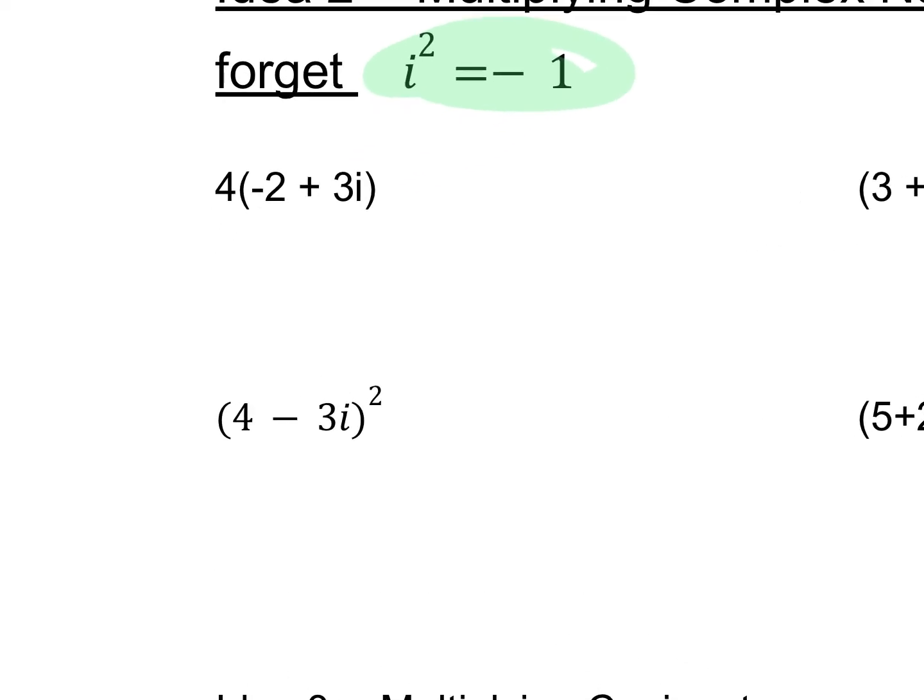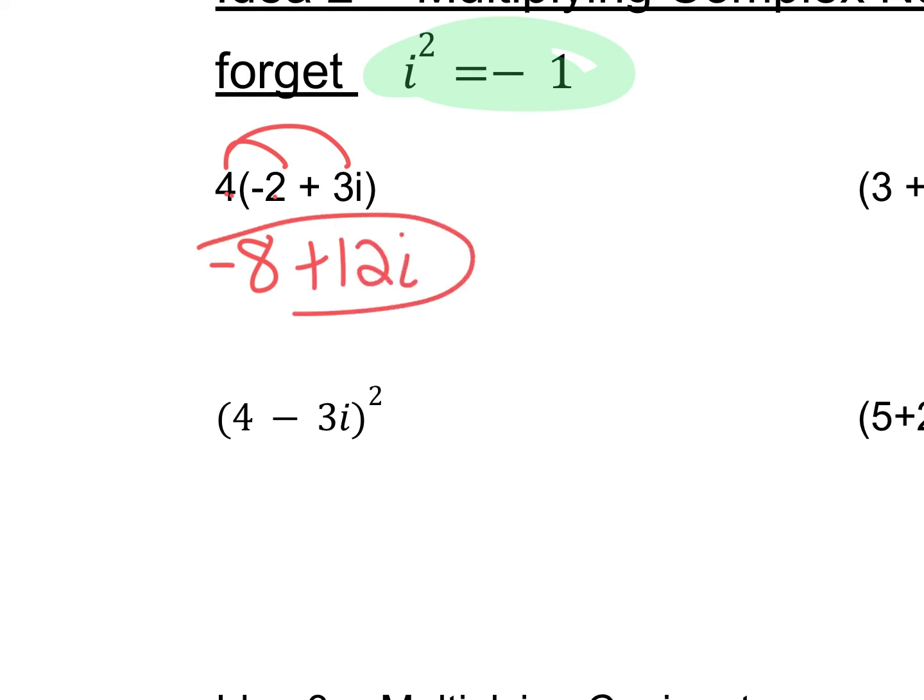So on our first one, this is just basic algebra. We're just going to distribute. 4 times negative 2 is negative 8. 4 times 3i is 12i. There is no i squared here, so we're just going to leave it as negative 8 plus 12i, but we are going to do real plus imaginary.